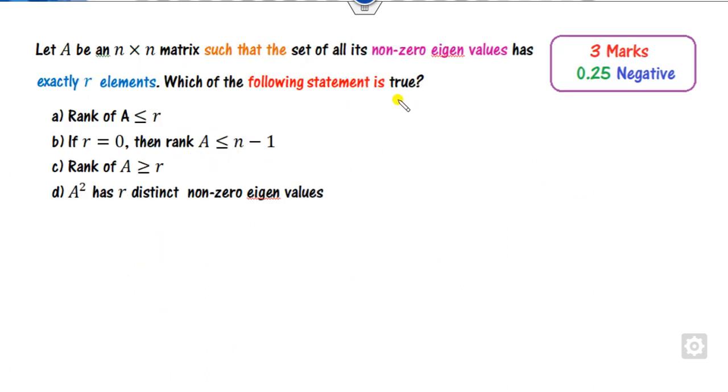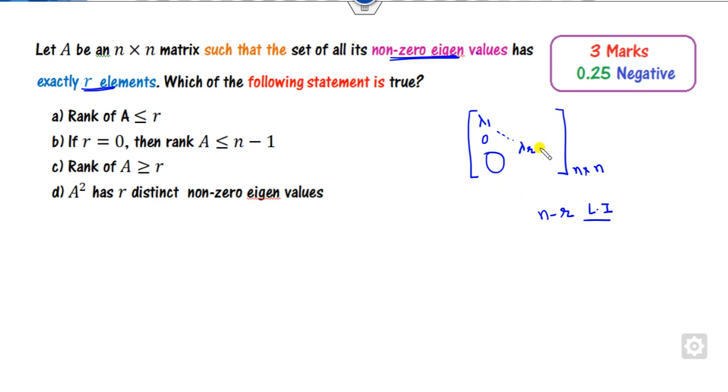Look at the last example. If your A is an n cross n matrix and the set of non-zero eigenvalues has exactly R elements, so what is the meaning of that? It means it has R number of elements and the rest, n minus R, are linearly independent. So it means the below elements I consider 0 here. But what about the other elements?